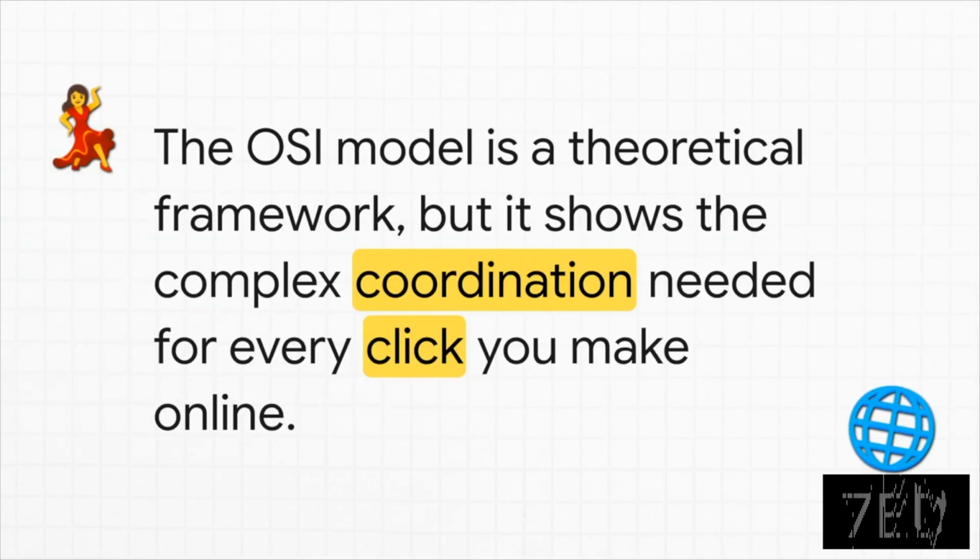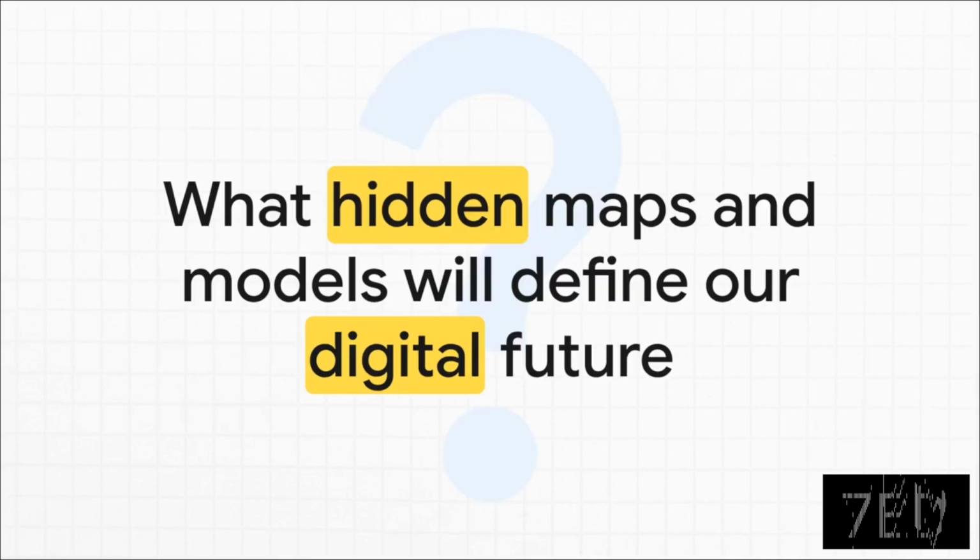And that's really the power of this model. Even though it's theoretical, it shows you the incredible synchronized dance between software and hardware that happens flawlessly every single time you click a mouse. It's the hidden logic that makes our connected world even possible. You know, this entire framework was designed way back in the 1970s, almost 50 years ago. And it makes you wonder, as our technology evolves into things we can't even begin to imagine yet, what new invisible maps will be guiding our data's journey tomorrow?